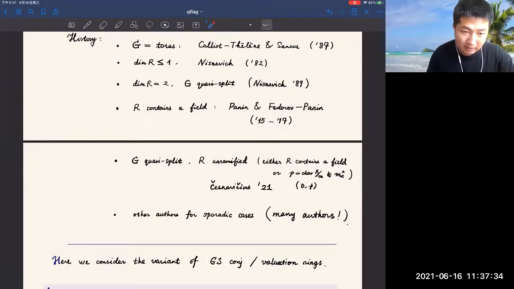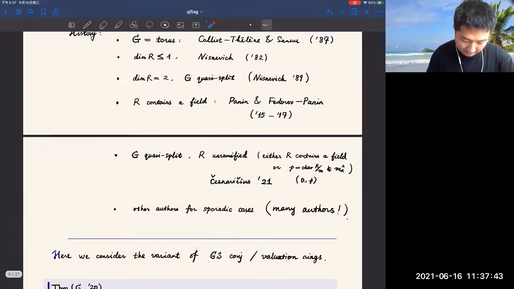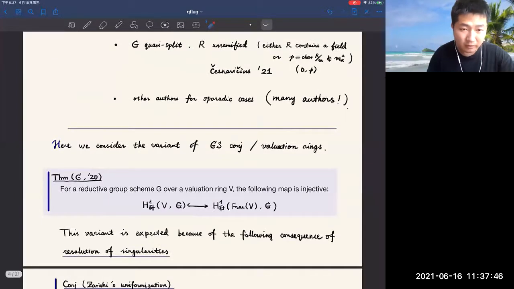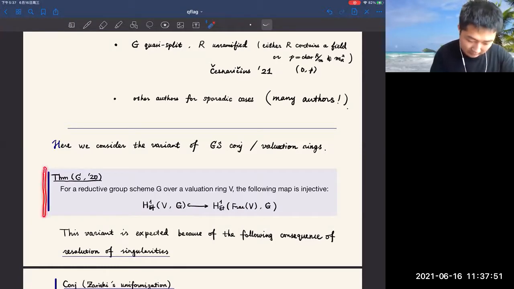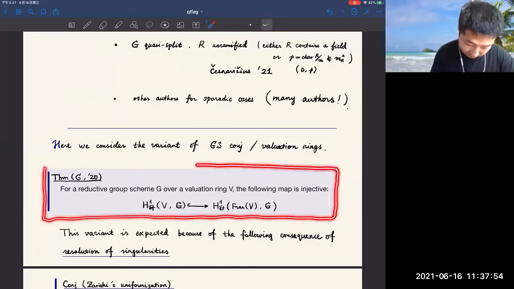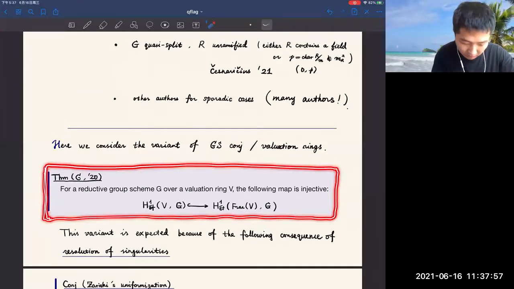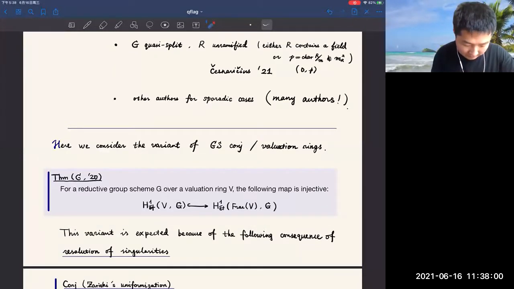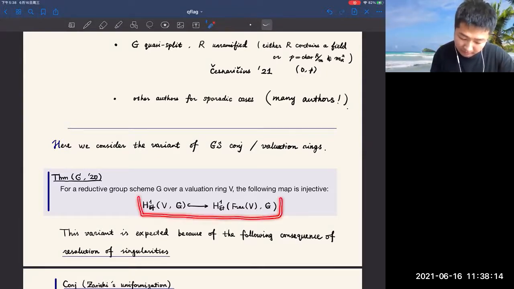And there are other authors for sporadic cases; there are many authors for some special cases. Today, we consider the variant of the Grothendieck–Serre conjecture over valuation rings. Here is our main result. Our main result is that for a reductive group scheme G over a valuation ring V, there is no non-trivial G-torsor over V that trivializes over the fraction field of V. Or in other words, this map is injective.